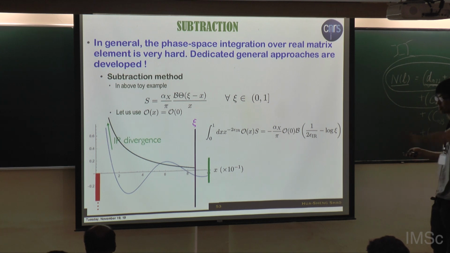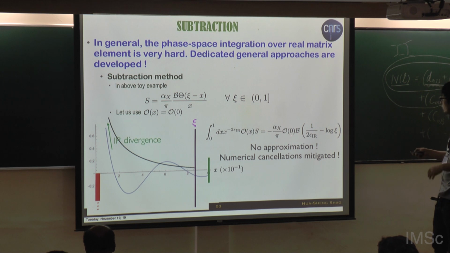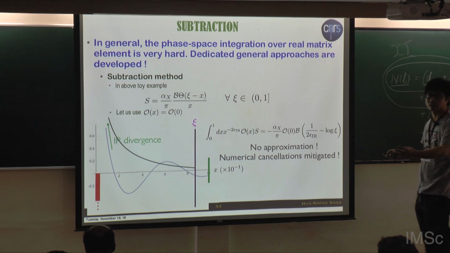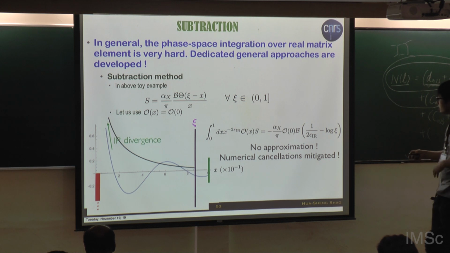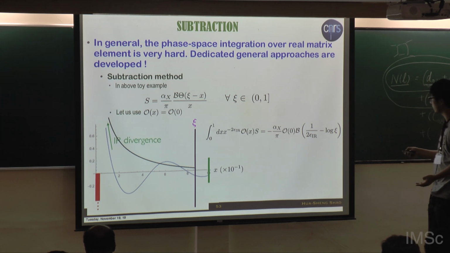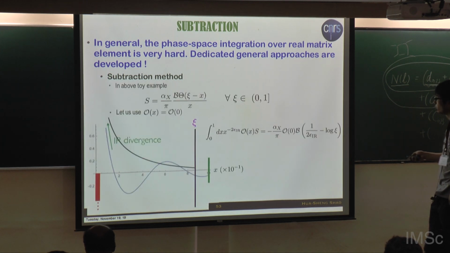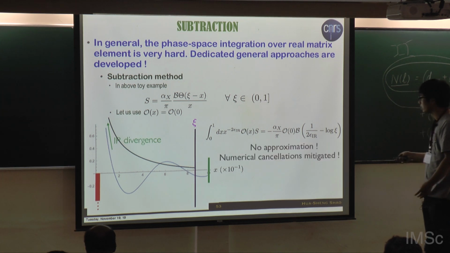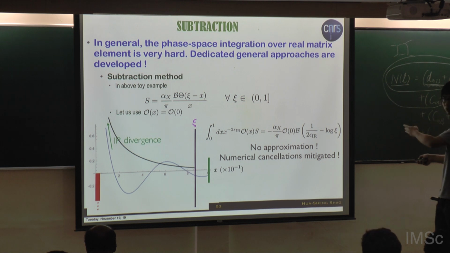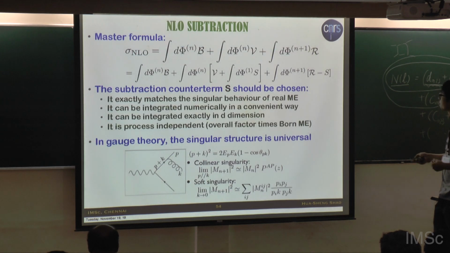Because you add something and subtract something, just add 0, right? So here, there's no approximation, because nothing is lost. You do not drop anything. There's still numerical cancellation because you have R minus S. In the singular region, you have numerical cancellation. But numerical cancellation is much more mitigated because the cancellation happens at the integrand level before you do the phase-space integration, right? So this helps you have good numerical convergence to perform the phase-space integration.